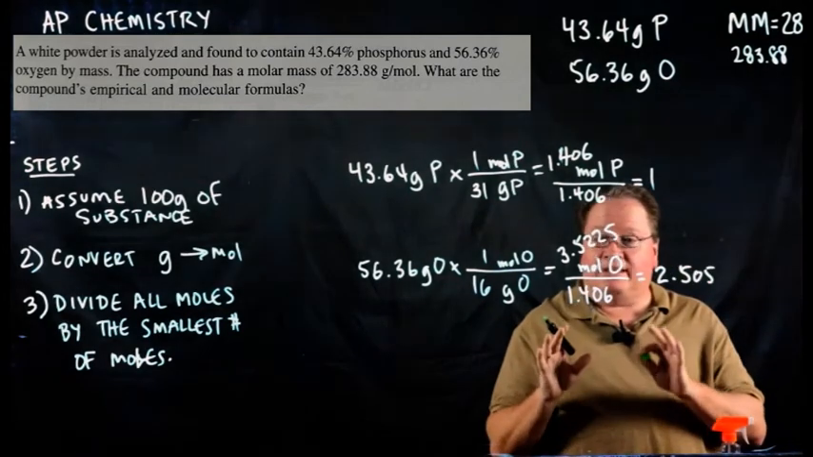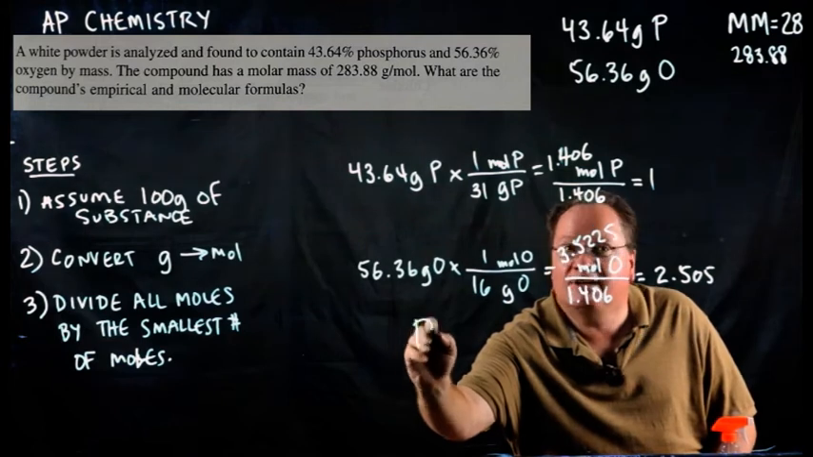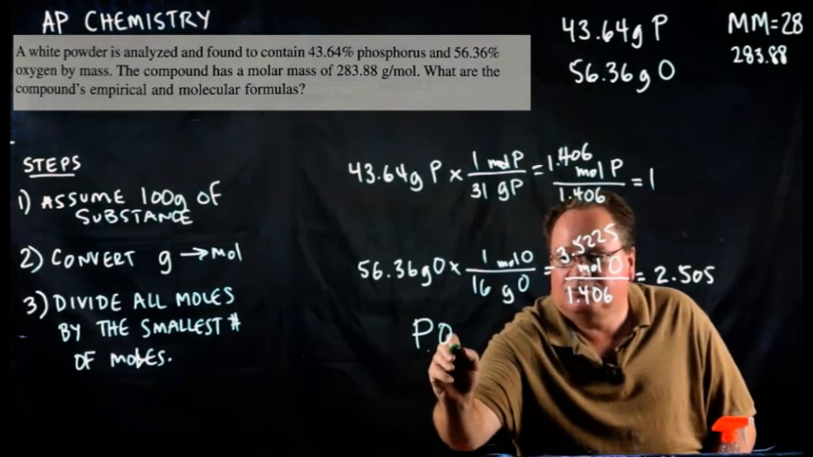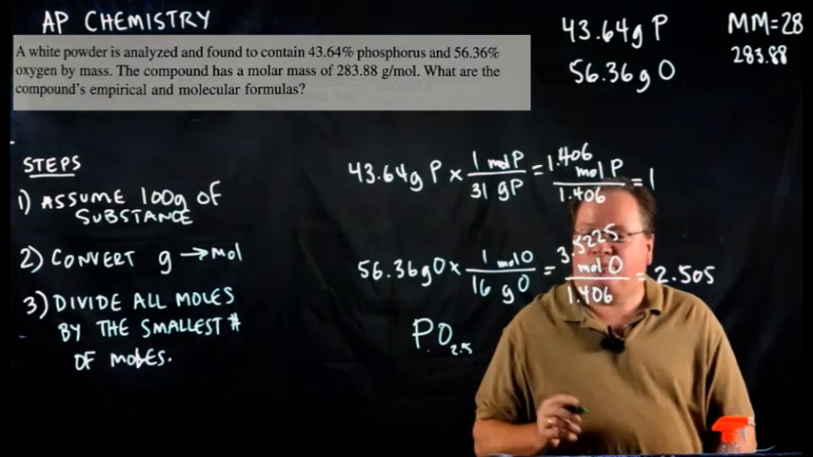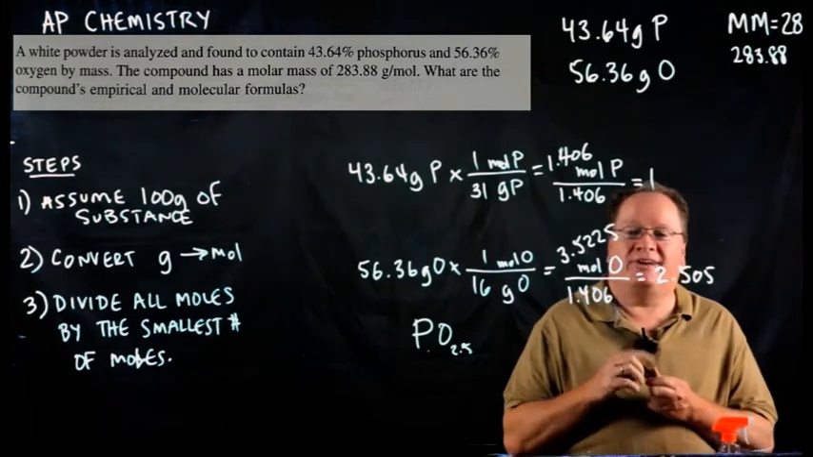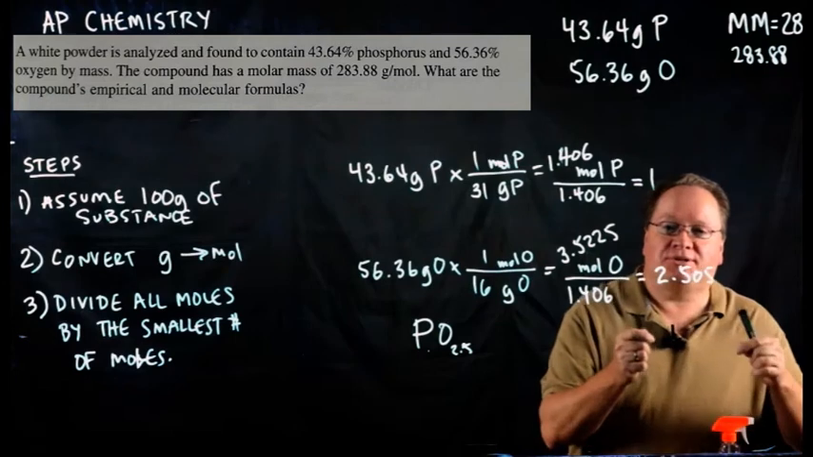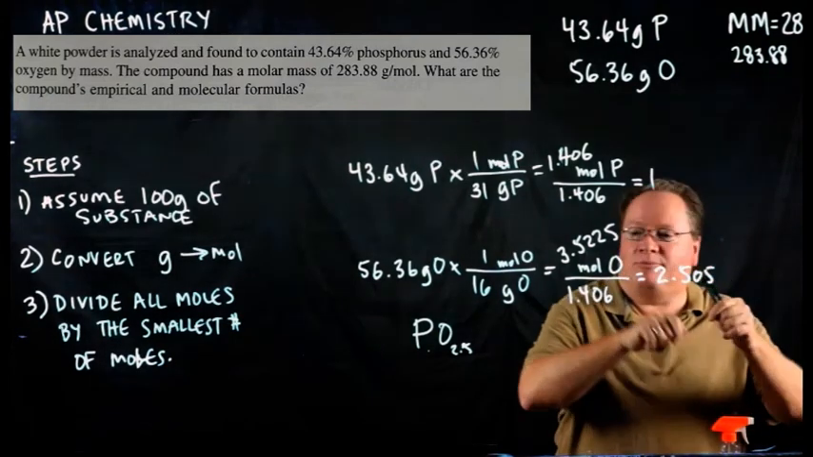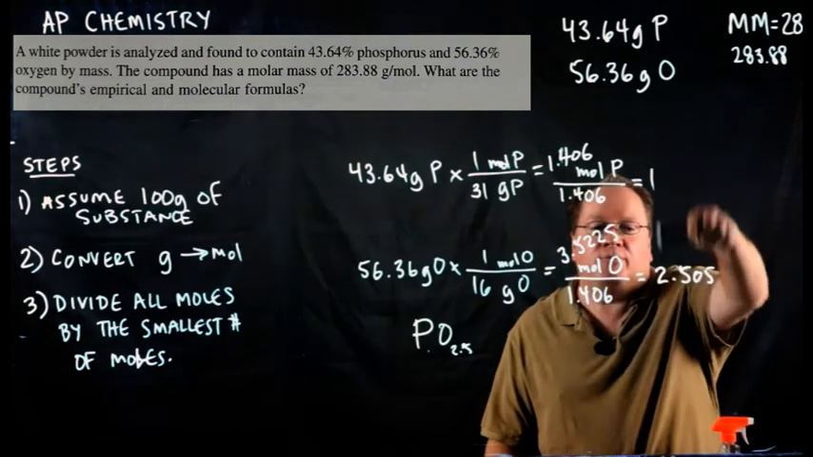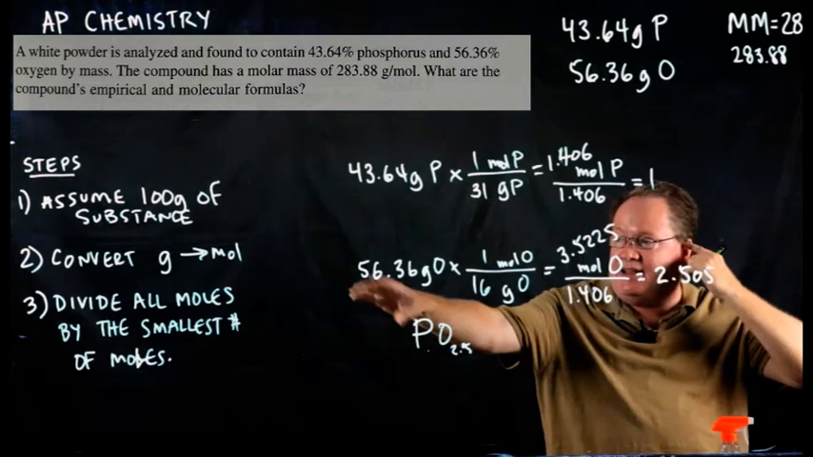Now, normally at this point, I would be saying, okay, my empirical is P1O2.5. The problem is I can't have 2.5 of an atom. I can't take my atomic tweezers and cut off half of an atom and include that here. So here's what you do when these numbers aren't whole numbers.